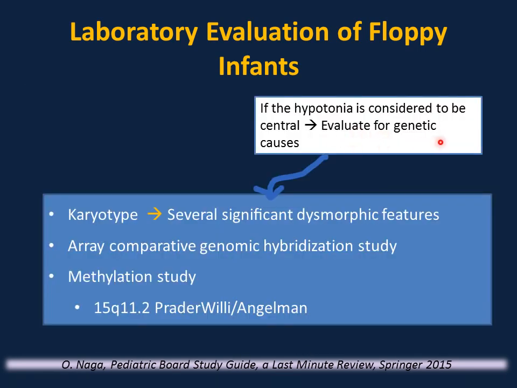If the hypotonia is considered to be central, it is practical to evaluate for genetic and metabolic causes. Indications for karyotype or genetic studies include several significant dysmorphic features, like in cases of Down syndrome. In other rare cases, you can use microarray or methylation study, like in Prader-Willi and Angelman syndrome, with microdeletion or deletion on the long arm of chromosome 15 at position 11.2.